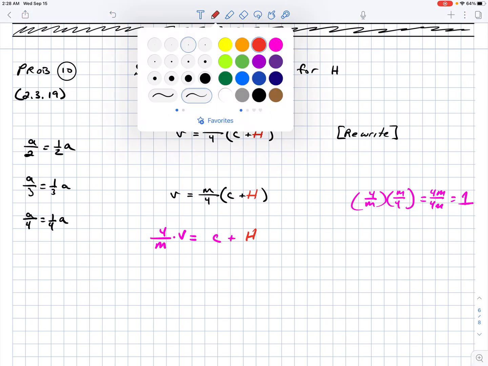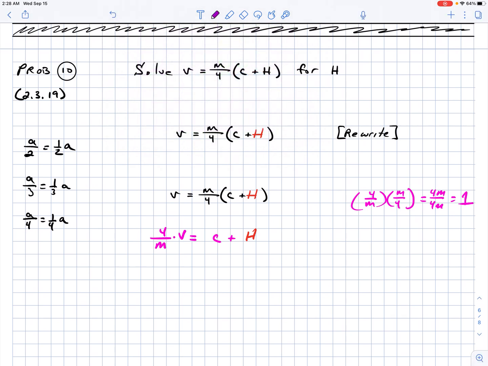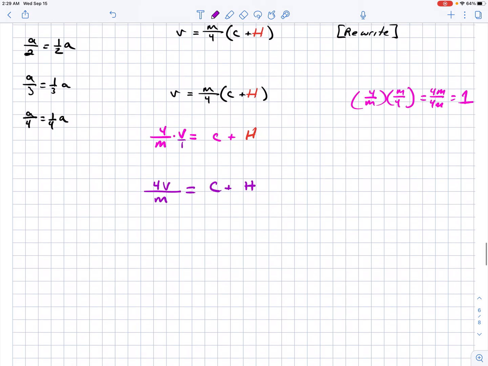And then we just have to do the inverse, or the opposite operation of what this is. Well, it's a positive what? C. So I can subtract it. Now we'll do that in a moment, but I want to rewrite that left-hand side just a bit. I'm going to say it's 4v divided by m. And the reason I can do that is because any number can be divided by 1.